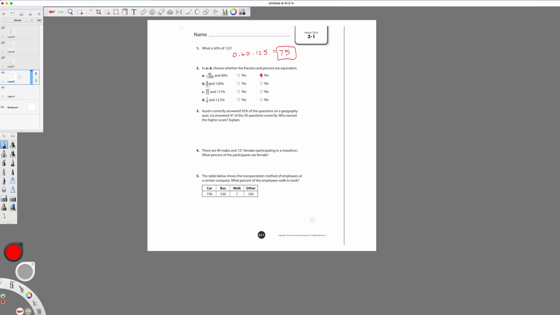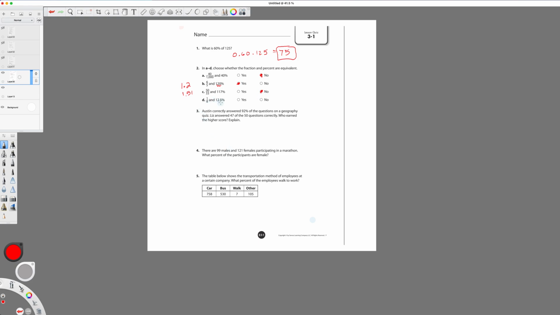This next one, 6 out of 5, if I just pull out my calculator and do 6 divided by 5, I get 1.2, which is 120% as a decimal, so that's a yes. 50 over 33, it doesn't appear as though this is going to be equal, but if I divide 50 by 33, I get 1.51 something or other. That is not going to be the same.